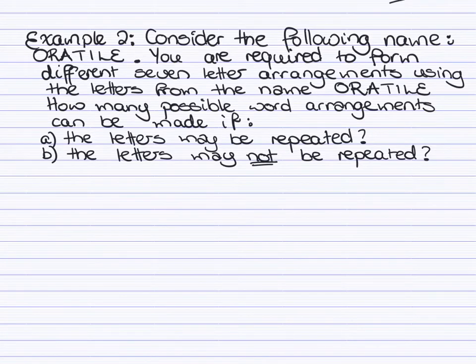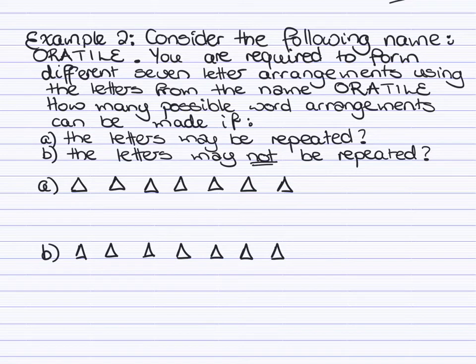Moving on to the second example, consider the following name, Oratile. You are required to form different 7-letter arrangements using the letters from the name Oratile. How many possible word arrangements can be made if A, the letters may be repeated, and part B, the letters may not be repeated? Like the previous example, what I've done, I've set up these little blocks or triangular shapes here to represent the different letter arrangements.